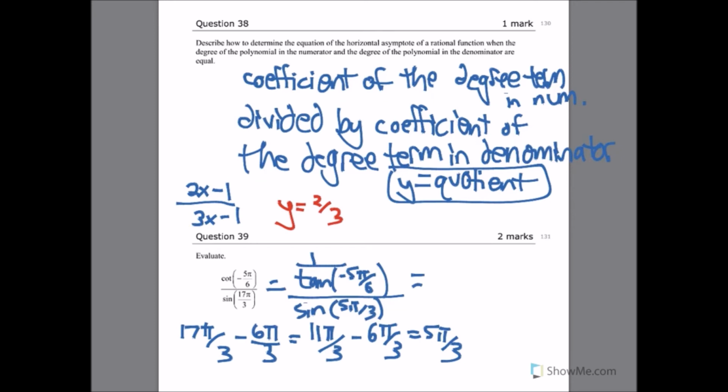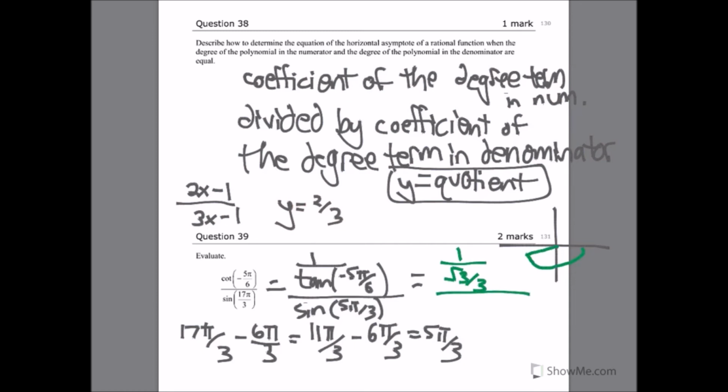So tan of negative 5 pi over 6, that's going backwards. So if we had negative 5 pi over 6, that's going to be right here. And we can see that that's positive 1/2 over root 3 over 2. So 1 over root 3 is root 3 over 3. And so it's 1 over root 3 over 3.